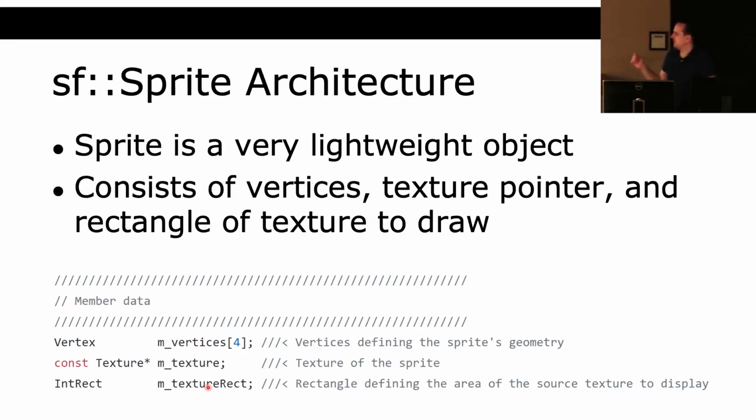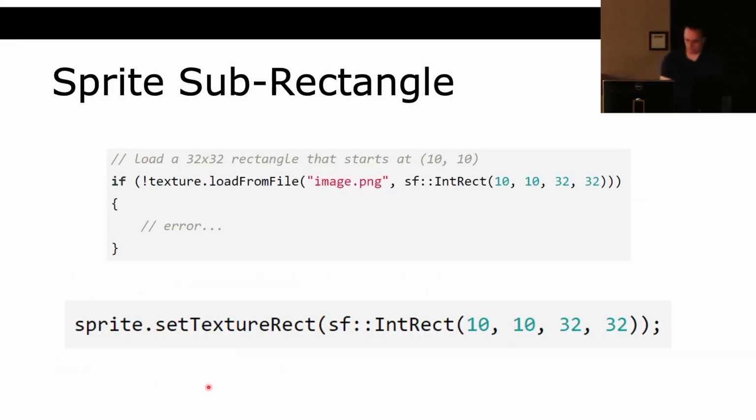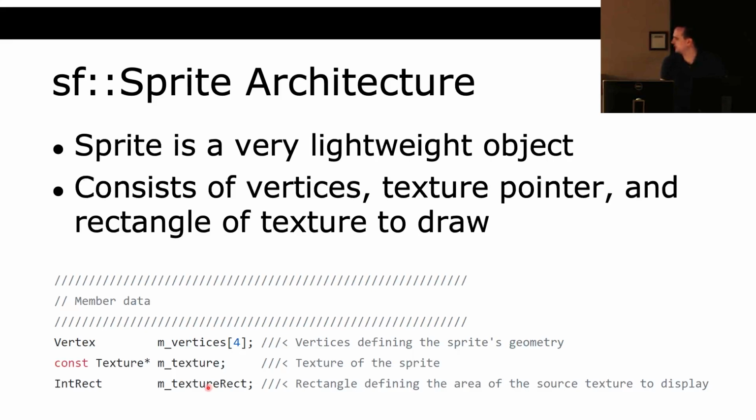And then you have that integer rectangle. And so by default, if you do not specify a rectangle, it just specifies the top left corner and the whole width and the height, so it draws the whole thing. But when you set the texture rect like this, that's what gets specified.